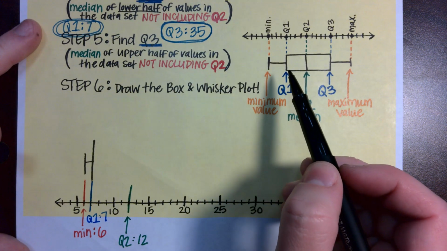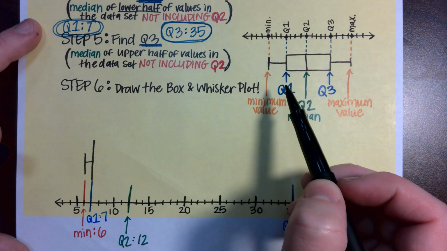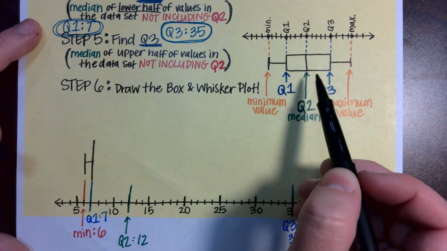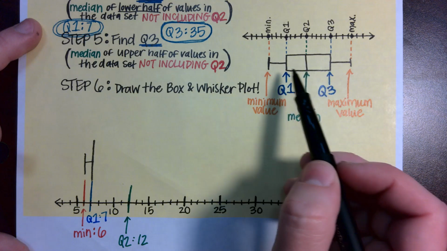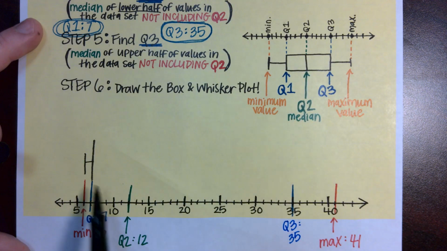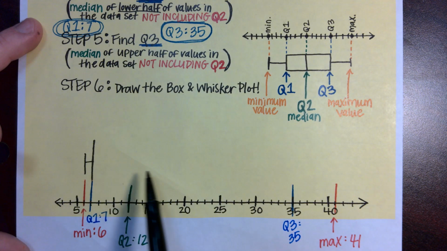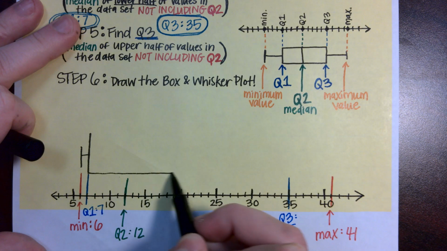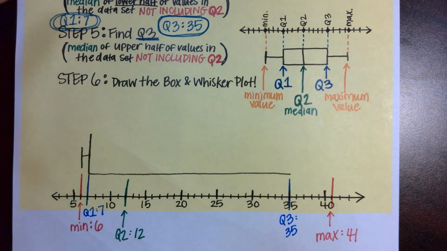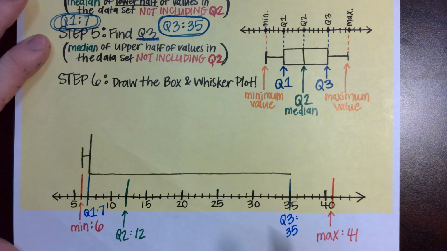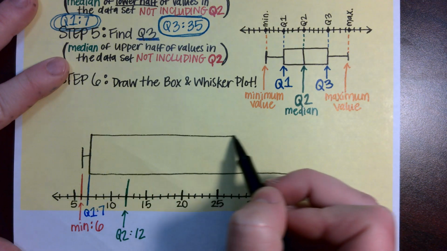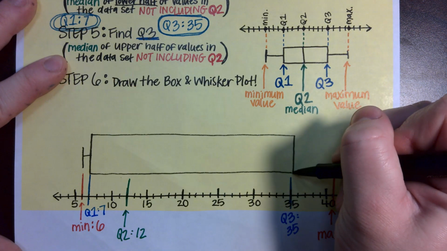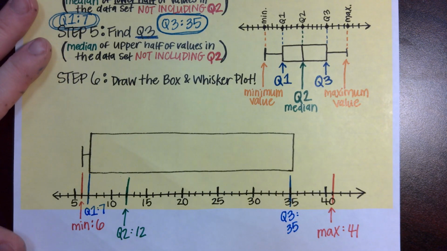And it looks like my box stretches across all the way from Q1 over to Q3. You guys see that? So I'm going to draw a line that connects my box from Q1 at 7 all the way over to Q3 at 35, just like this. I'm going to have a very big box in this problem. I'm going to go ahead and draw the rest of the box. Just connect it, just like this.